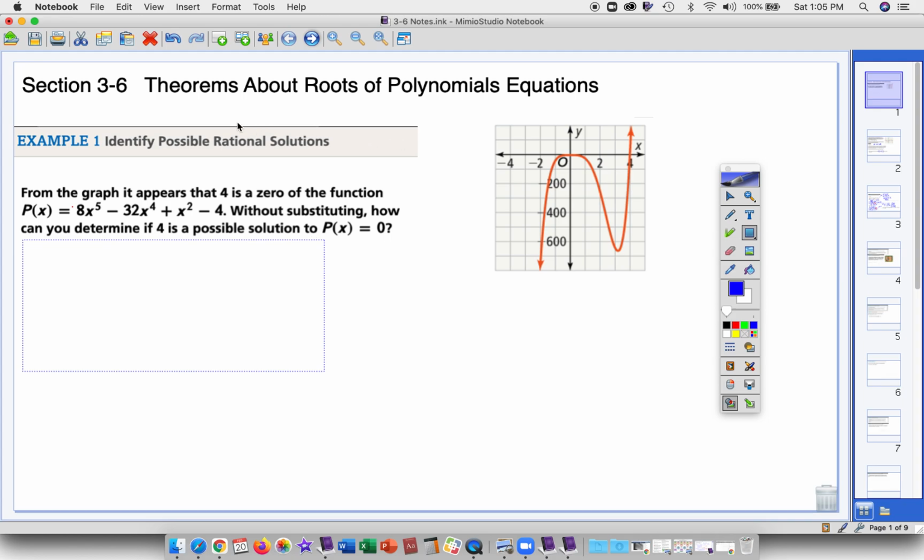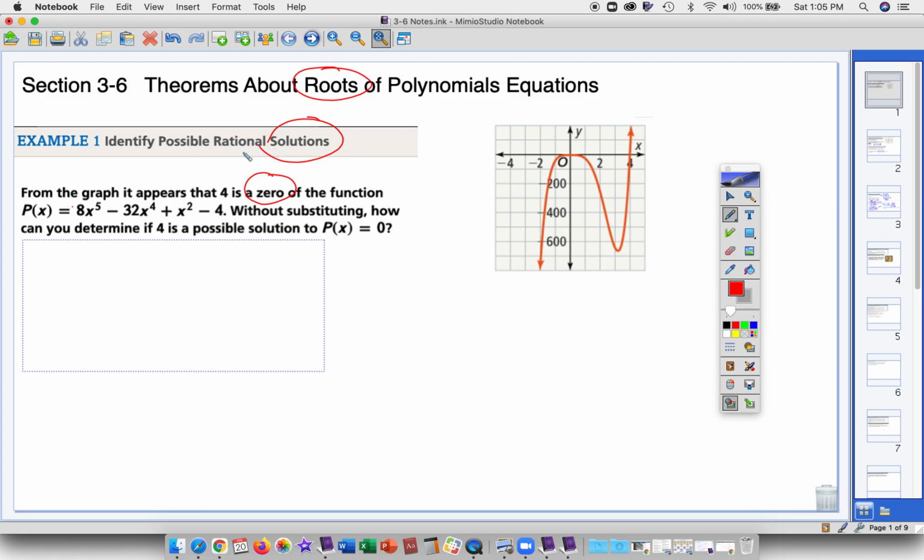So in this first example, we're going to identify possible rational solutions, or possible rational zeros. You can use the different words meaning the same thing: roots, solutions, zeros, x-intercepts, all mean the same thing.